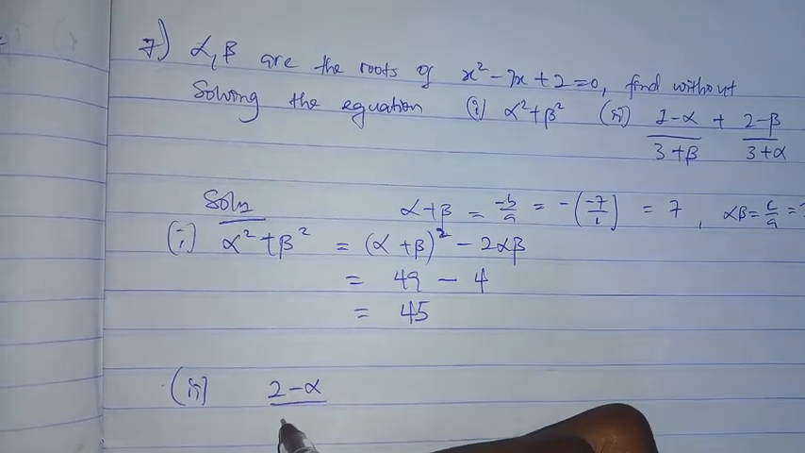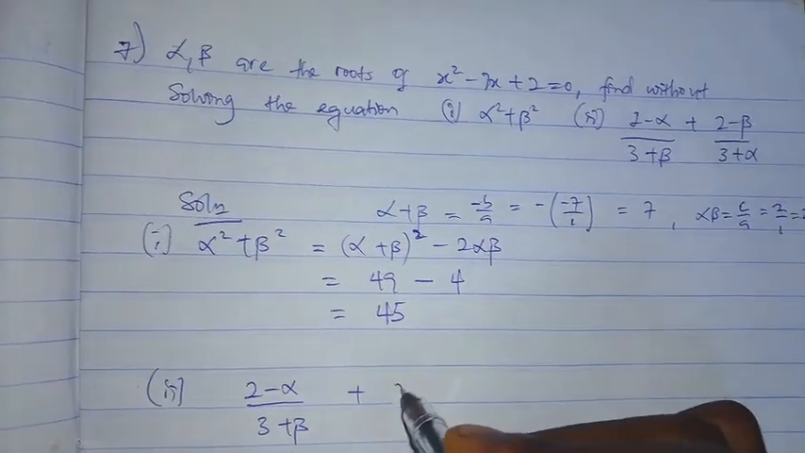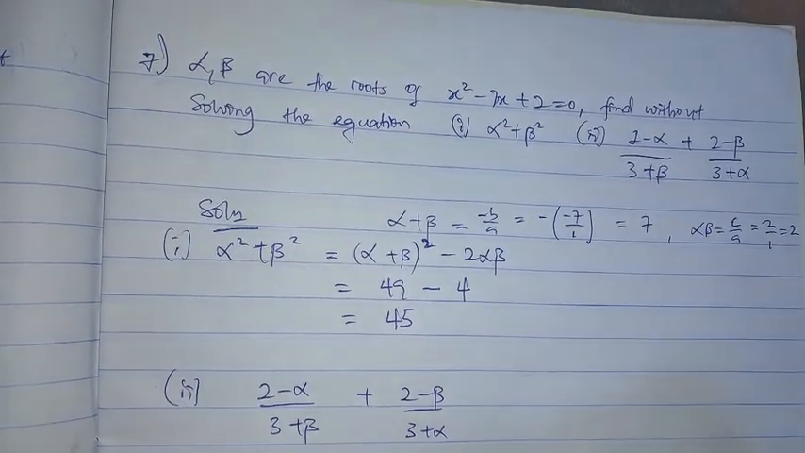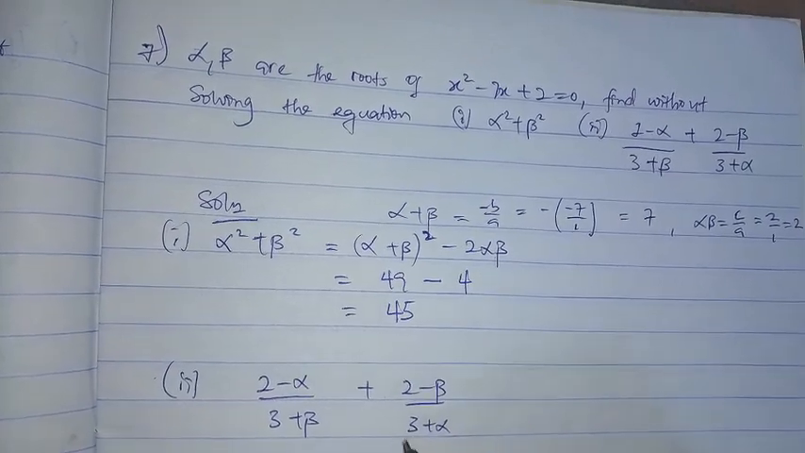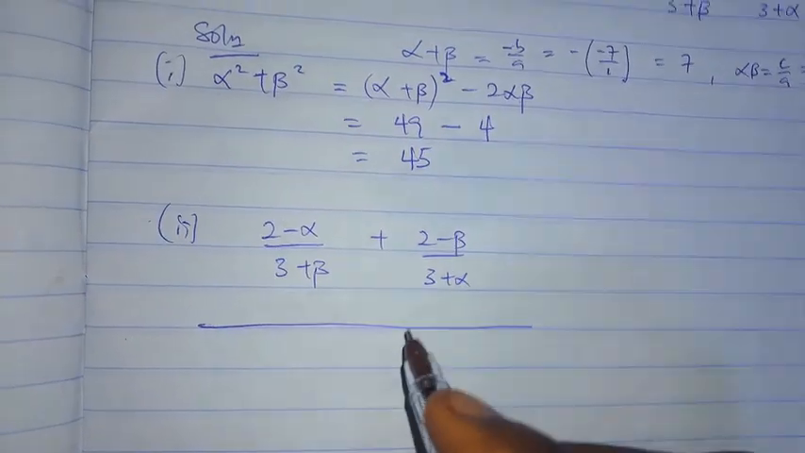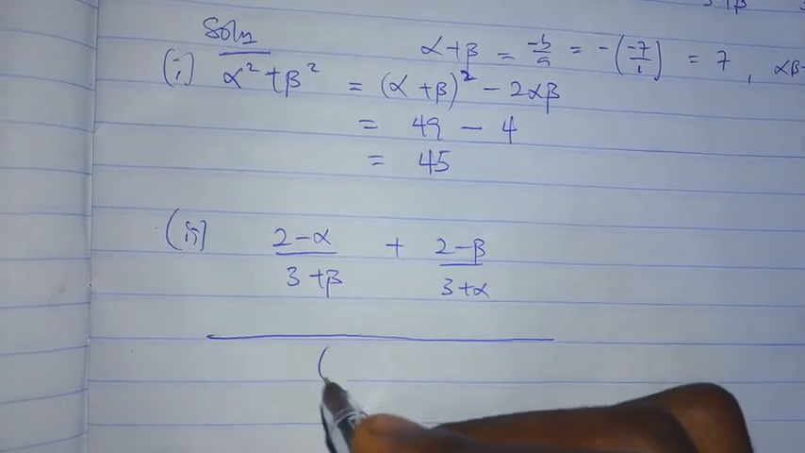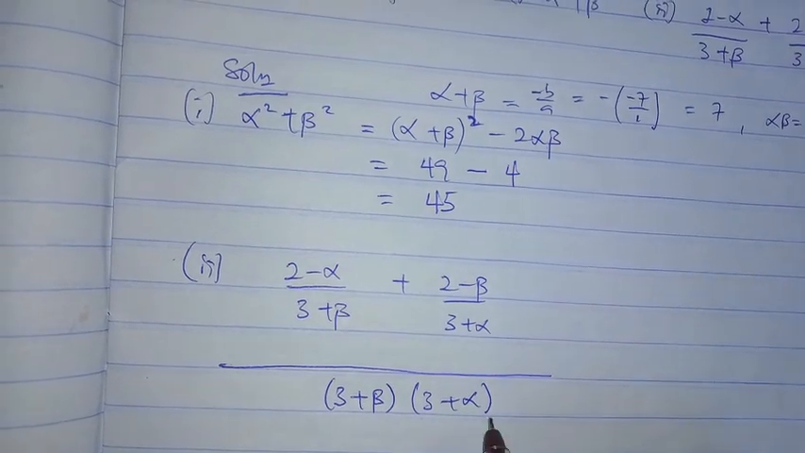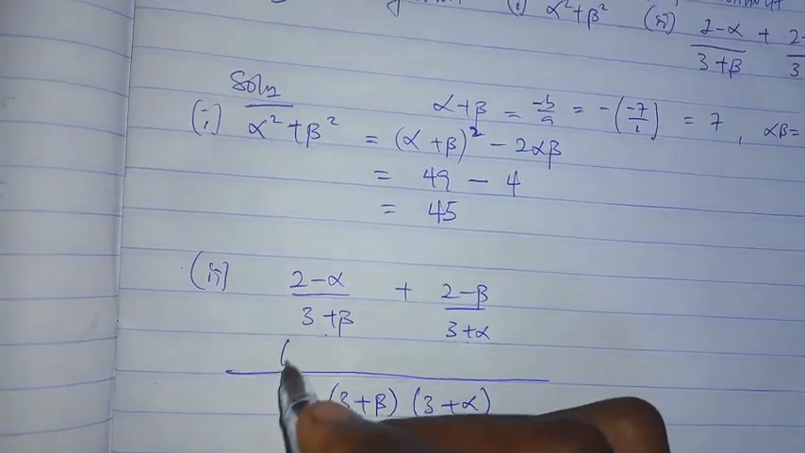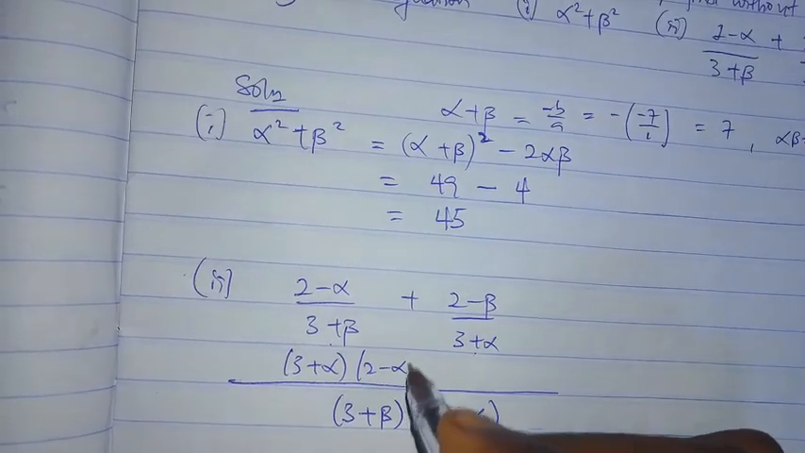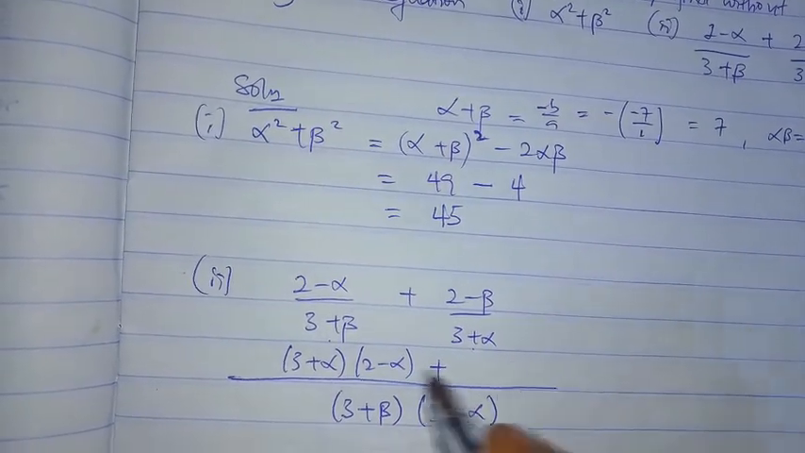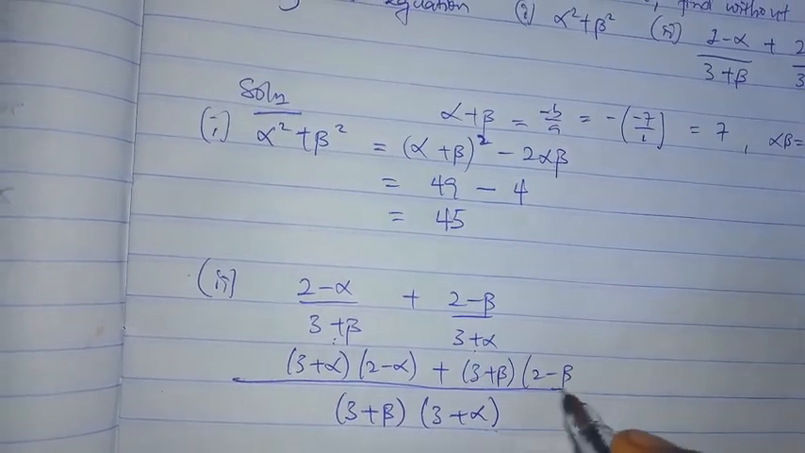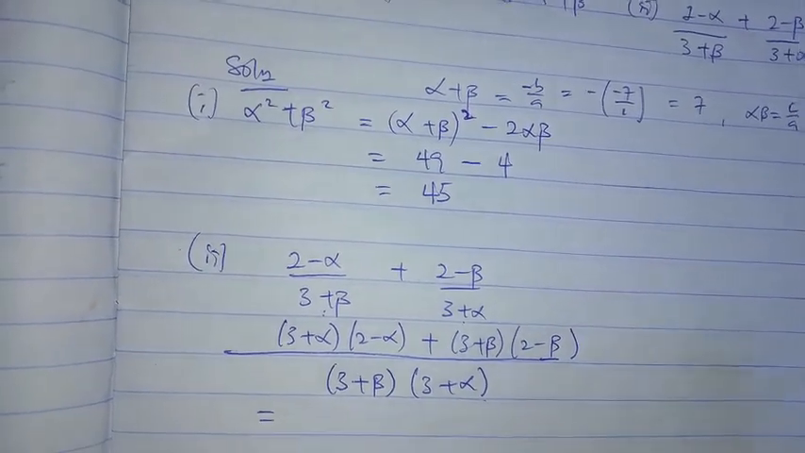For the second question, I have 2 minus alpha over 3 plus beta, plus 2 minus beta over 3 plus alpha. Now it means I'm going to expand. I'm going to solve using the LCM method here before expanding, and then before inputting my values into it. So the LCM is 3 plus beta times 3 plus alpha. All this in this remains this, so that's 3 plus alpha times 2 minus alpha, plus all this in this remains this, so that's 3 plus beta times 2 minus beta.